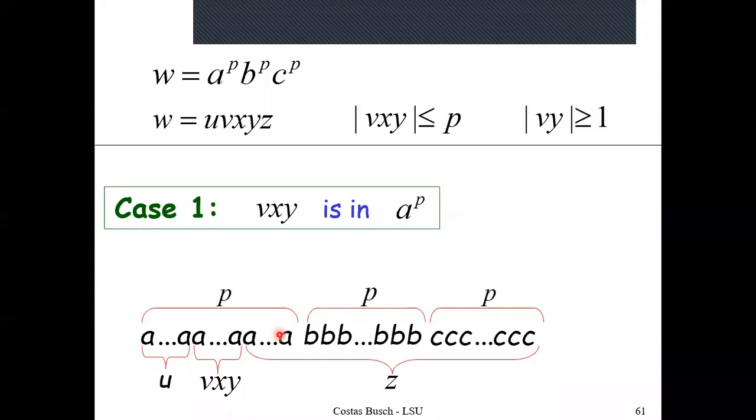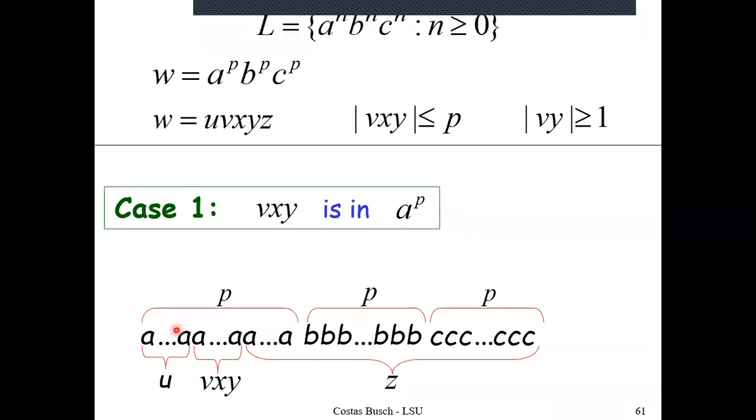Are you guys following me? Somebody? Yes, sir. Okay, so my question is, can somebody tell me what sort of contradiction I'm going to arrive at later?